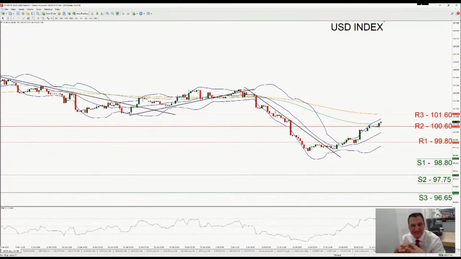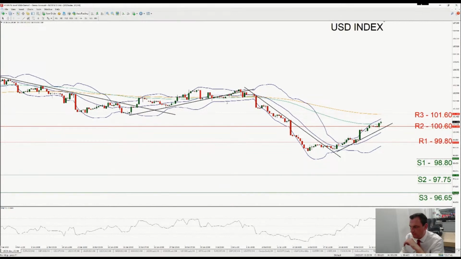In front of your screens, you have the US dollar index. It's the 4-hour chart. All the charts to be presented are of the same time frame unless otherwise stated. It's a little bit confusing for now, but there is a clear trend here, and it seems that the US dollar index is regaining some ground.